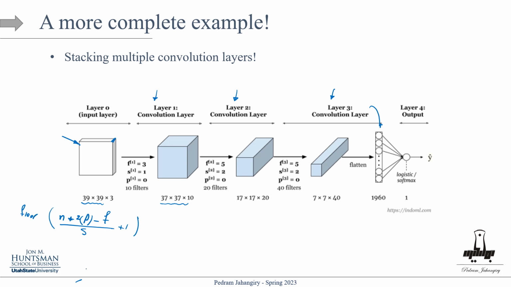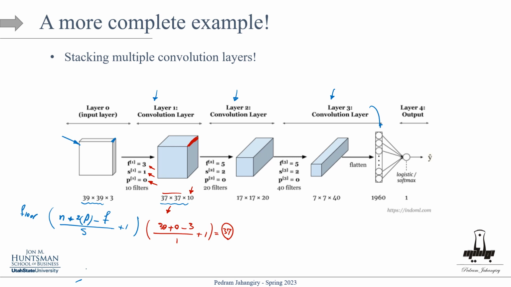Okay, so let's look at some numbers. So here is, let's use red. So imagine for this one we're going to get 39 plus the padding is 0, so plus 0, minus filter size is 3, divided by stride size is 1, plus 1. If you do the math and calculate the floor, it's going to be 36 plus 1, 37. So this is where the 37 is coming from. Where is number 10 coming from? Number 10 is the number of filters that we use in this layer, right? So it means that we are stacking 10 of these filters.